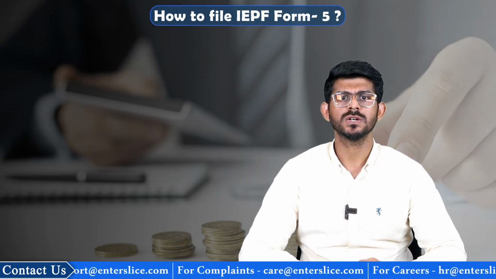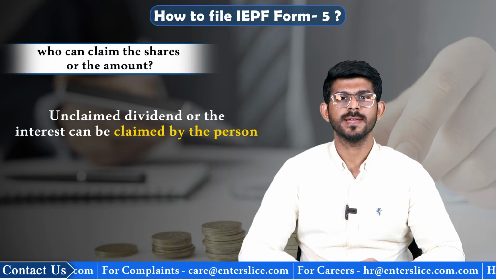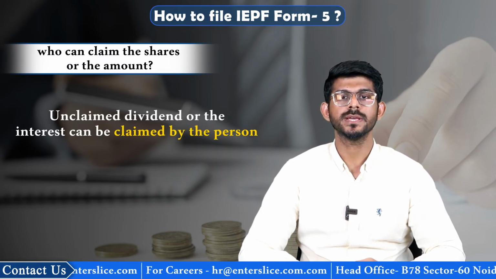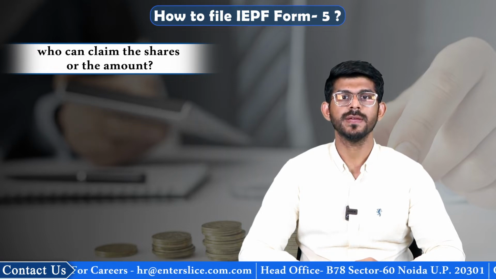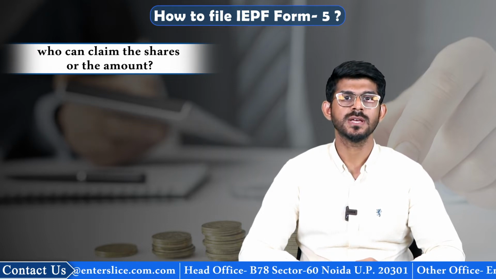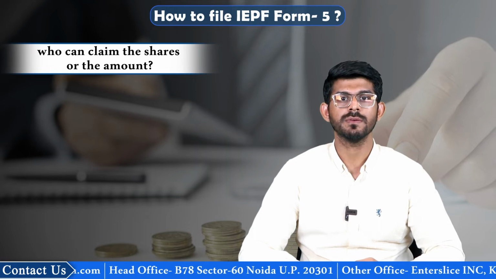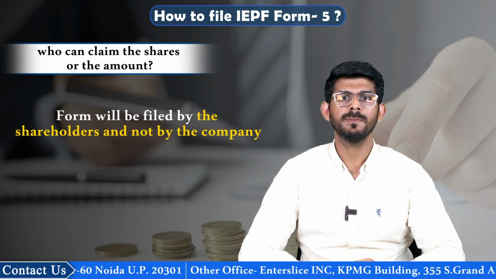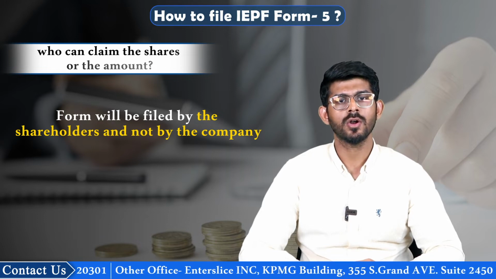Now we will discuss who can claim the shares or the amount. The unclaimed dividend or the interest can be claimed by the person in whose name that amount is transferred to the IEPF. In case of transmission of shares, the amount shall be claimed by the survivor, legal heir or nominee. In other words, it means that the form will be filed by the shareholders and not by the company.